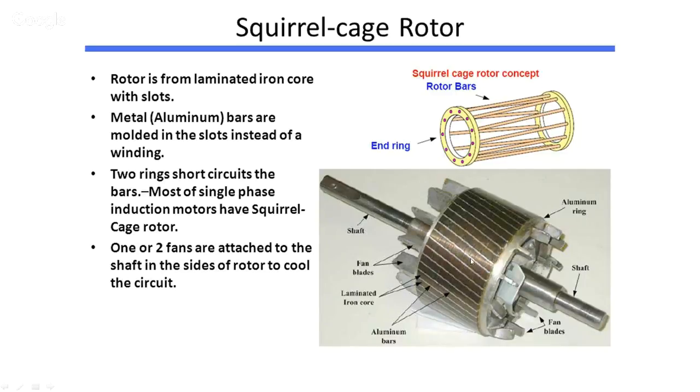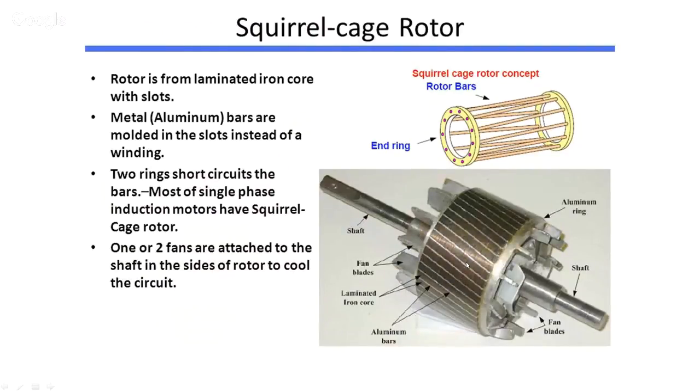So this is the actual rotor construction. You can see these are the rotor bars, which are made of aluminium or copper. These are the end rings. This is the shaft. This is the fan blade. Here also, these are the fan blades.